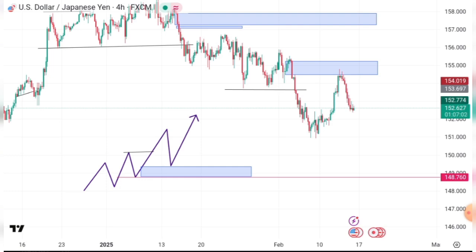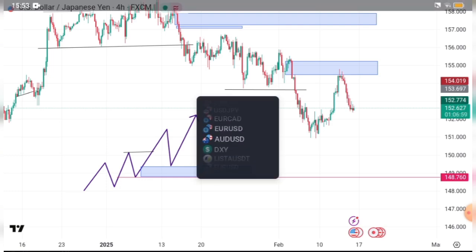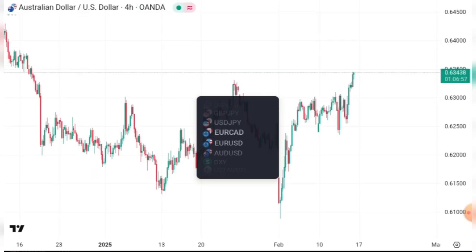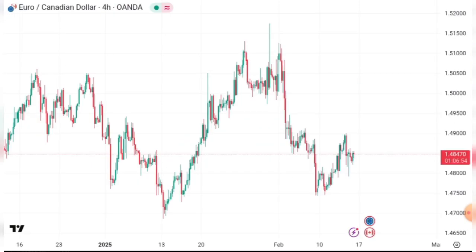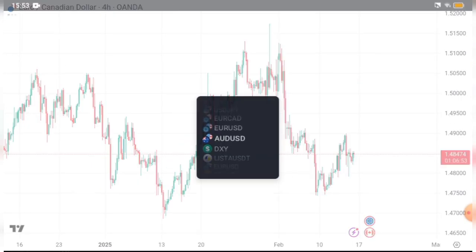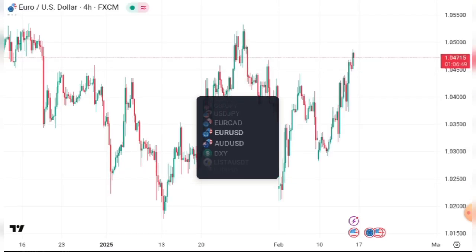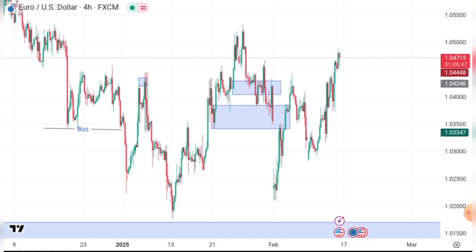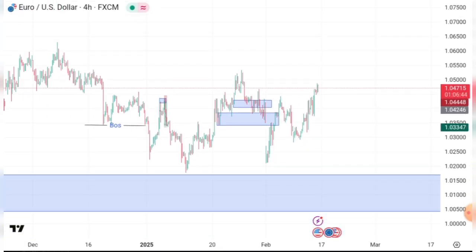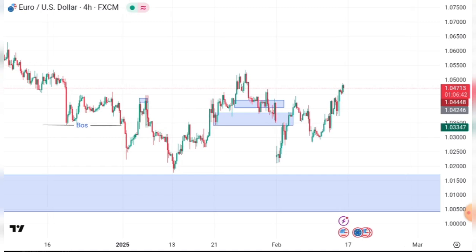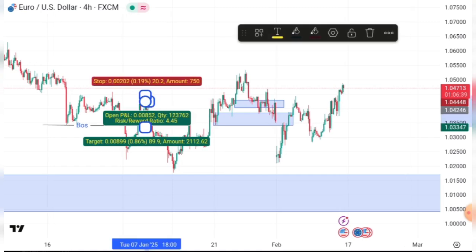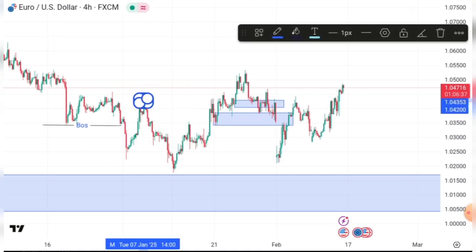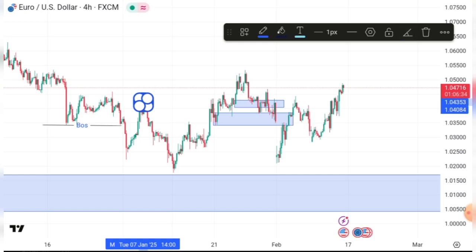So now let's go to another pair and see how the market reacted. Let's go to our Euro USD and see how the market reacted on Euro USD, guys. Yes, so now this is Euro USD. It was really a very good market. It just showed us what the market can do.